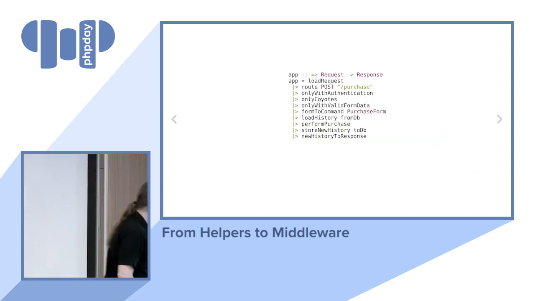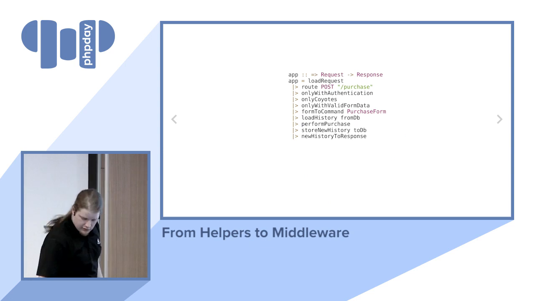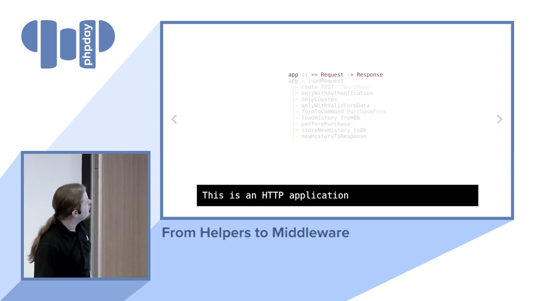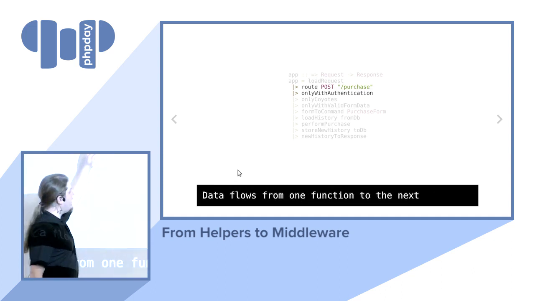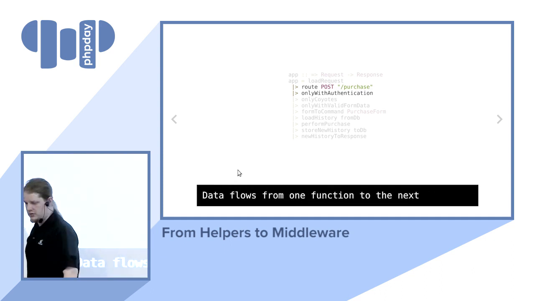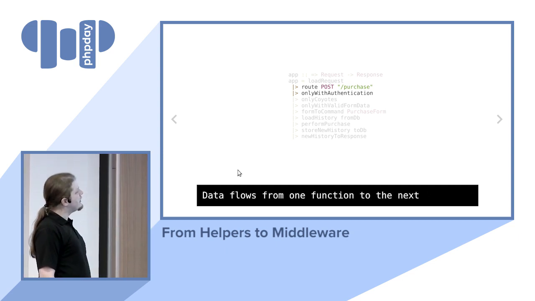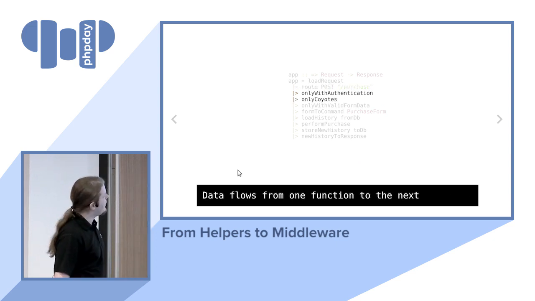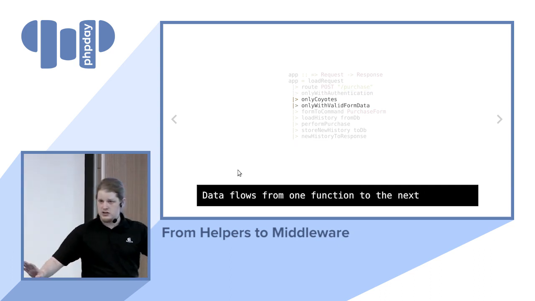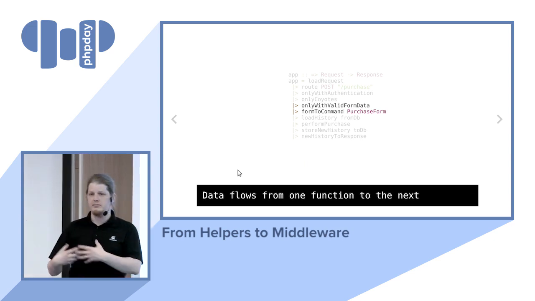So we have this application. The application takes a request, produces a response. The application loads the request here somewhere. And then we route the request. So anything that matches the purchase endpoint with the POST HTTP method, only requests that are authenticated get piped to only requests that are authorized, and that gets piped to only requests with valid form data. So far, so good. And then we convert our form into a business interaction.